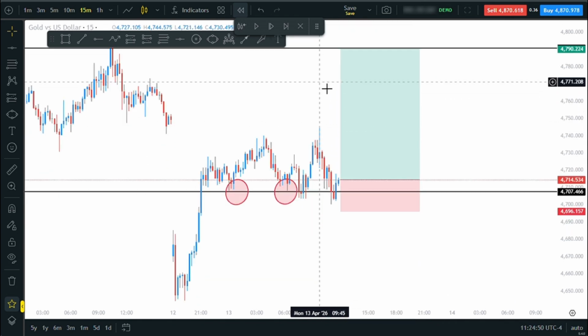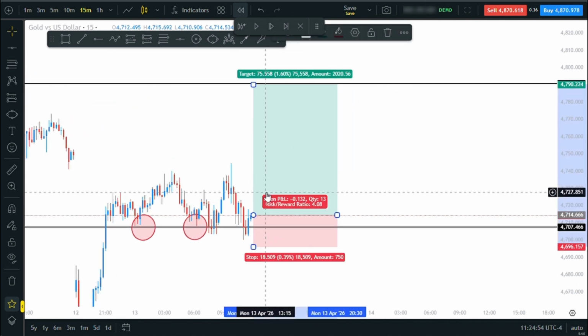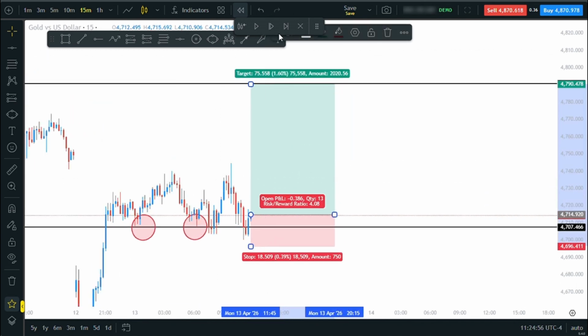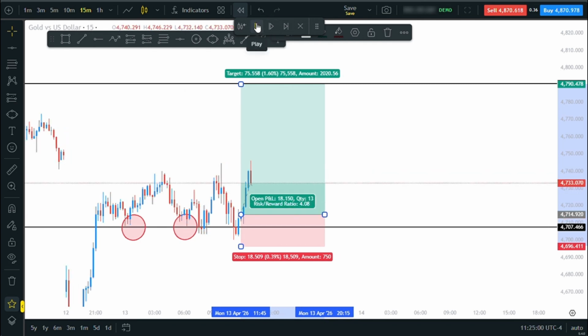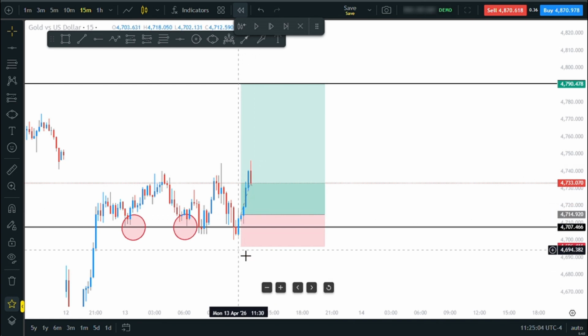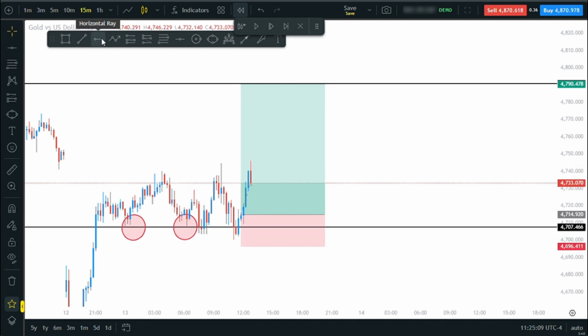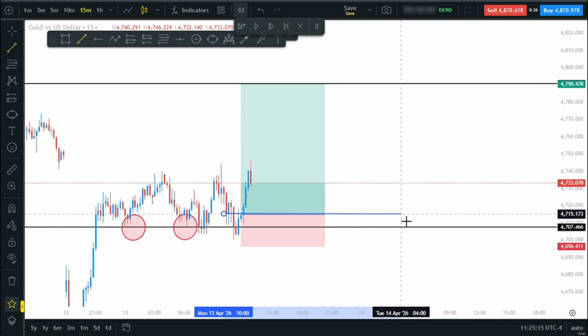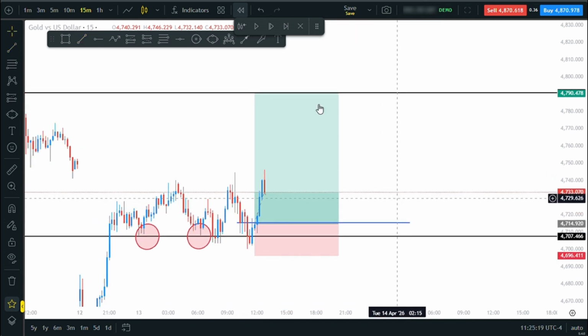And so let me just play price for you to see how this worked out for me. As soon as price went into profits, the first thing that I do is move my stop loss to break even. So let me put a line to show you where my stop loss was. My stop loss was at break even, right around here, to secure me from a further loss if price retraced against me.